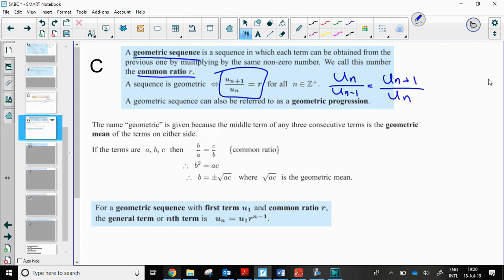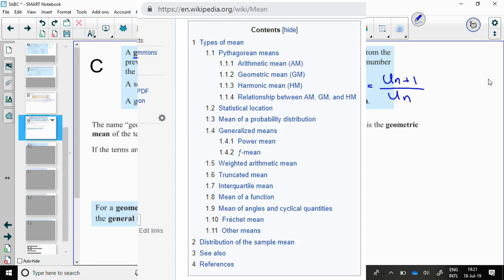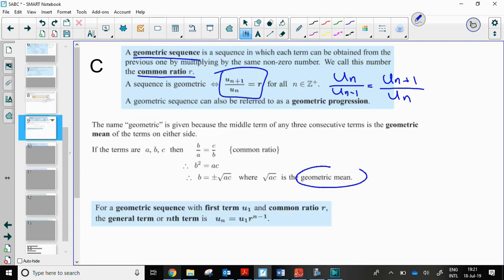I mentioned before there were multiple different types of means historically, so we have a second one here called the geometric mean, in which you multiply 2 numbers together and then take the square root of the product, or if there were 3 numbers, you take the cube root of the product, and so on. And we see that if we have 3 terms in a geometric sequence, the middle term ends up being the geometric mean of the 2 terms on either side of it.